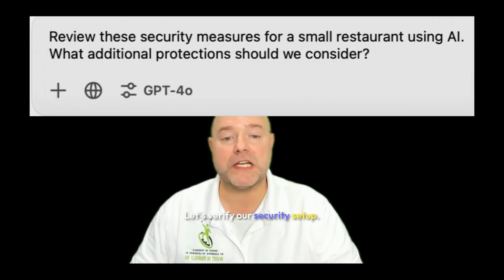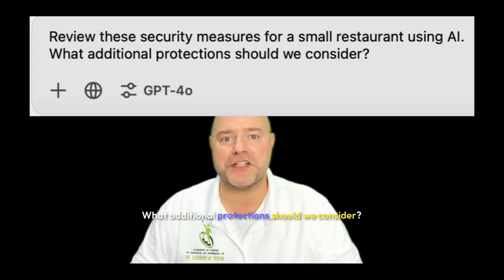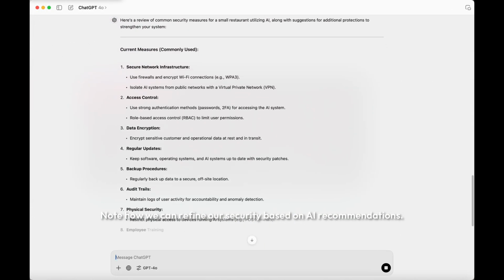Let's verify our security setup. Watch as we ask ChatGPT, review these security measures for a small restaurant using AI. What additional protections should we consider? Note how we can refine our security based on AI recommendation.